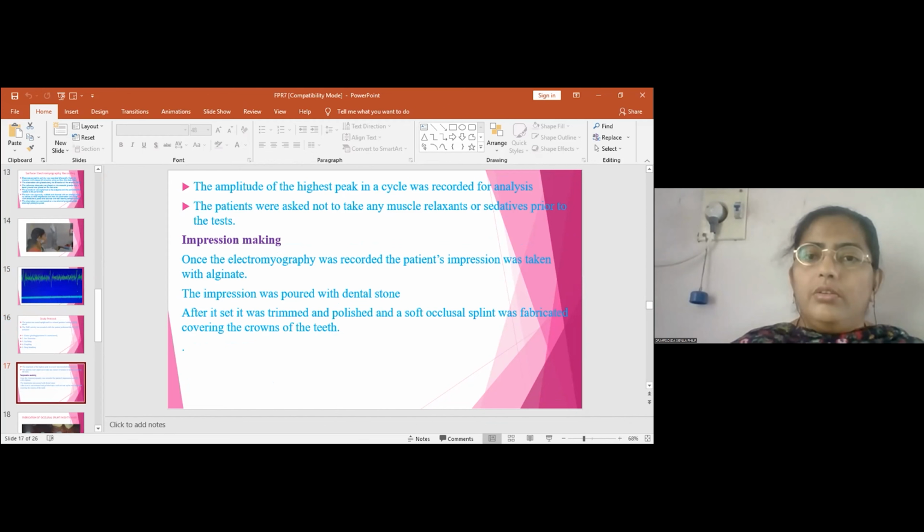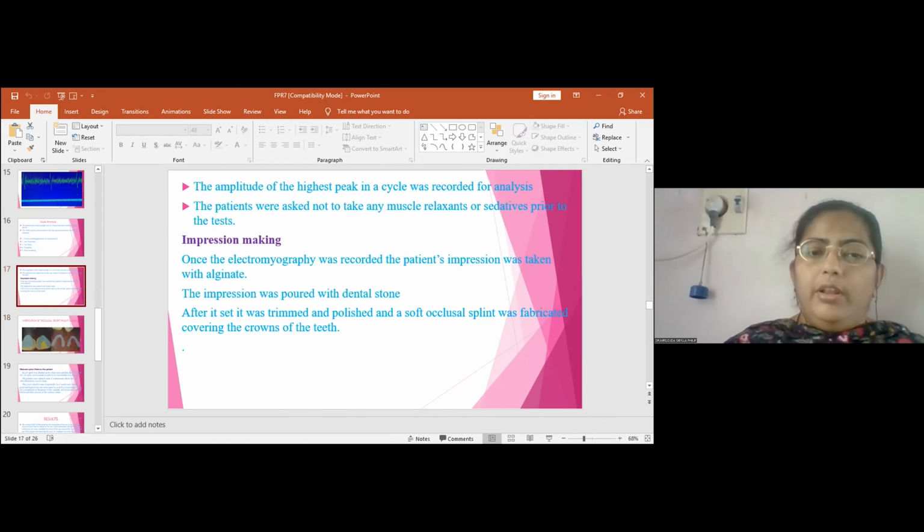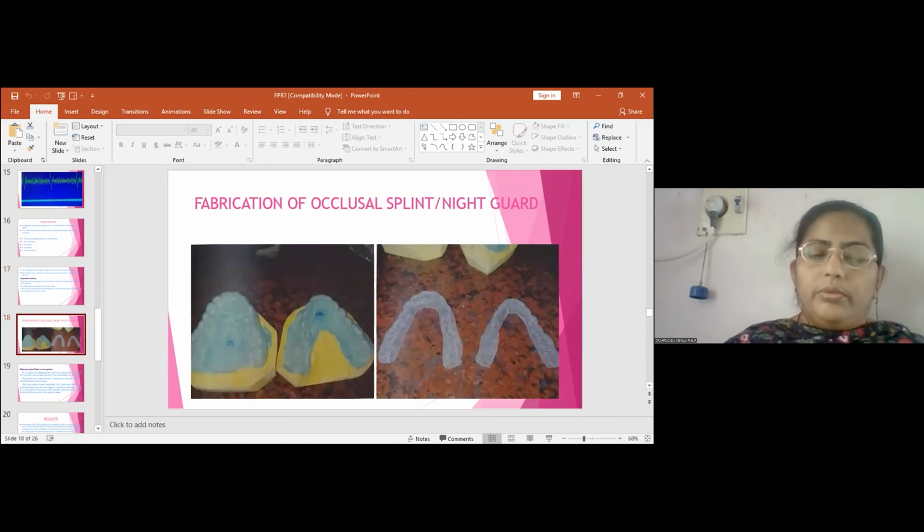The patients were asked not to take any muscle relaxants or sedatives prior to the test because it could affect the amplitude. And impression making. So once the electromyography was recorded, the patient's impression was taken with alginate and the models were poured with dental stone. So these are the models.